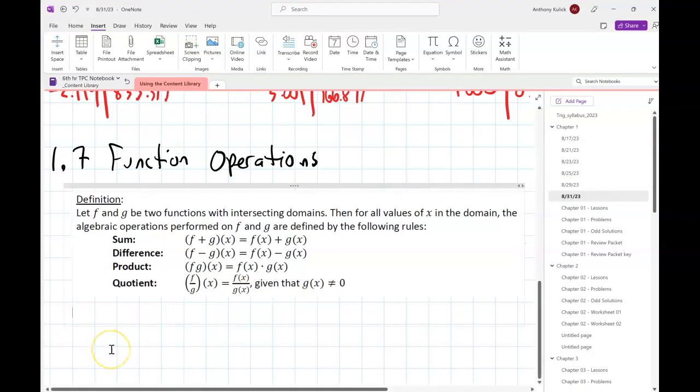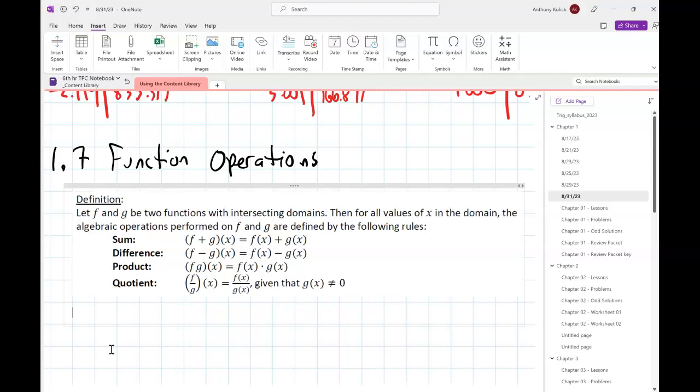So this says, let f and g be 2 functions with intersecting domains. Then, for all values of x in the domain, the algebraic operations performed on f and g are defined by the following rules. The sum of f and g of x is just f of x plus g of x. You can just add the 2 functions. F minus g of x is just going to be f of x minus g of x. I can just subtract the 2 individual functions.